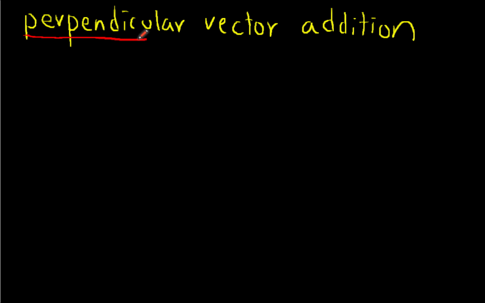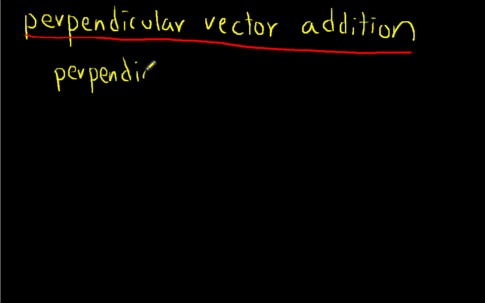The second type of vector addition we're going to look at is perpendicular vector addition. Perpendicular vectors are vectors that are 90 degrees to each other.